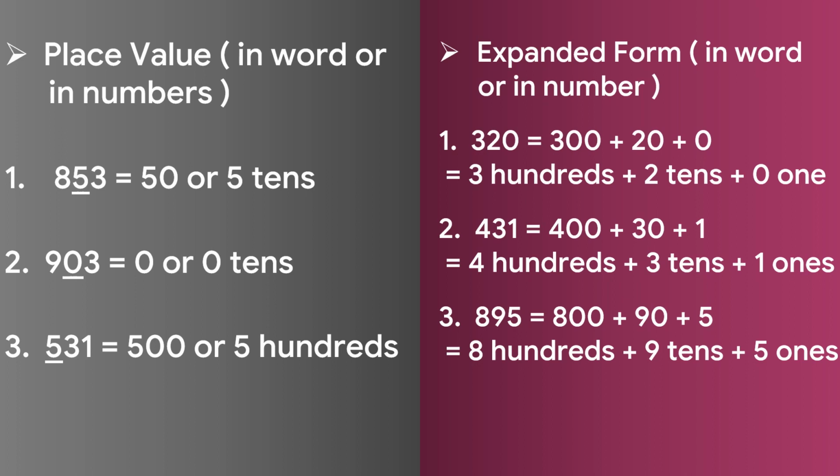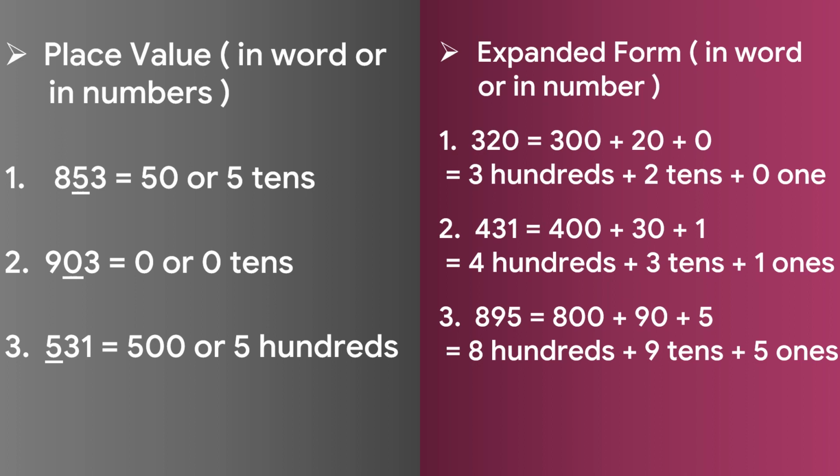895. Now 8 is in the place of hundreds. That's why you have to write first 800. Then a plus sign, plus 9 in the place of tens. That's why you have to write 90, plus 5.